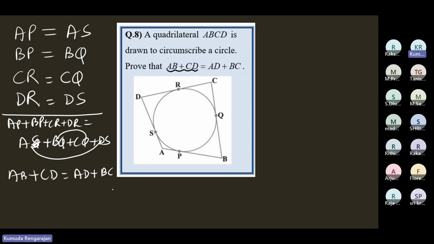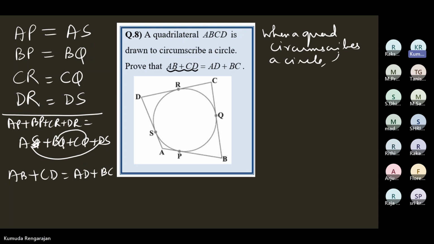So what is this result? You must remember this in words. When a quadrilateral circumscribes a circle, the sum of the opposite sides are equal. Sum of the opposite sides are equal.